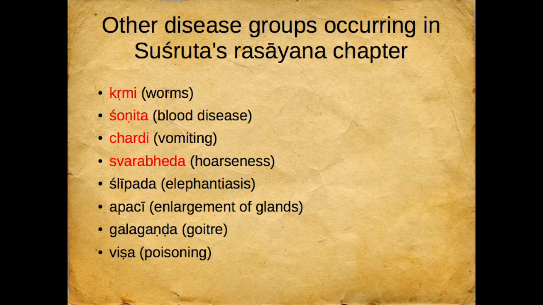So finally, we are left with 4 diseases, or disease groups rather, that are mentioned in the Rasayana chapter that are not covered by these Mahavyadhis, these great diseases and their complications, namely Shlipada, and I wonder how one pronounces that. Elephantiasis? Does anybody have a suggestion how to pronounce that word? Elephantiasis. Elephantiasis, great. And then enlargement of the glands, and then goiter, and finally Visha, poisoning.